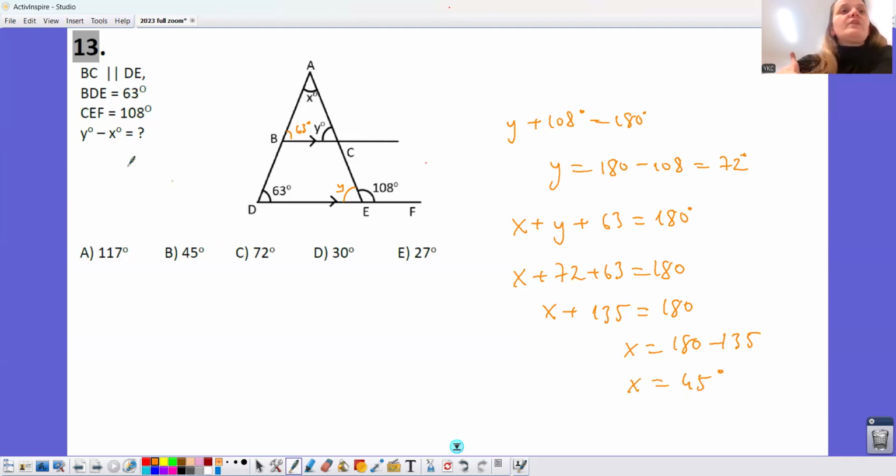What are we looking for? We are looking for y minus x. So y we found 72, x we found 45. Then the result will be 12 minus 5 is 7. Then 6 is left here, 6 minus 4, 2. So we have 27 degrees. The important part: this is not a hard question, but the important part is to know that when you have parallel lines, and there is a line that passes through those parallel lines, they form equal corresponding angles. This is a rule.